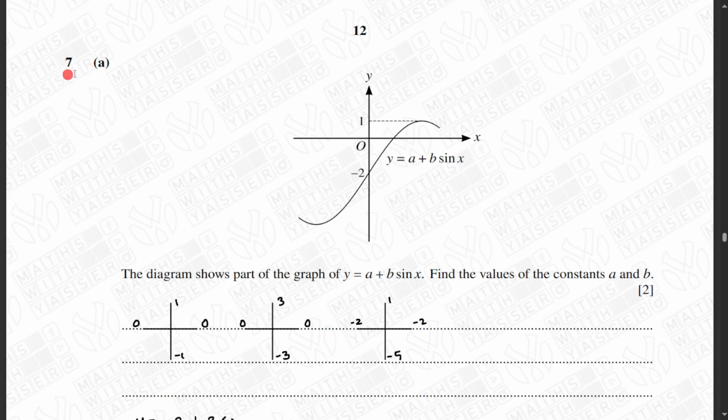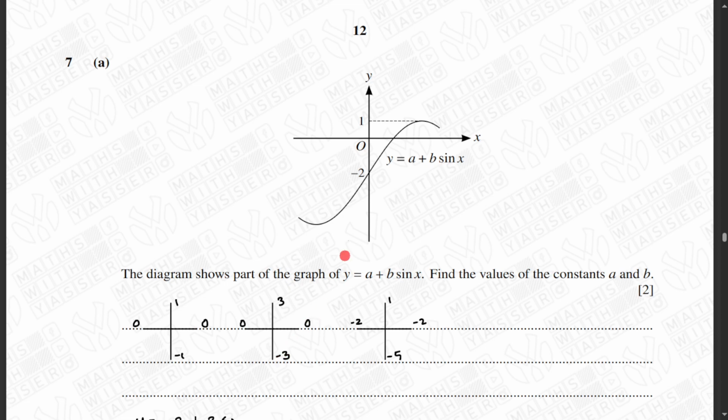Question number 7, part A. The diagram shows part of the graph y equals a plus b sin x. We need to find the values of the constants a and b. So since it's a graph of sin x, the default grid of sin x is 0, 1, 0, minus 1. And we can see that we have an amplitude of 3. The difference between 1 and -2 is 3. So multiplying all the values by 3, we get 0, 3, 0, -3.